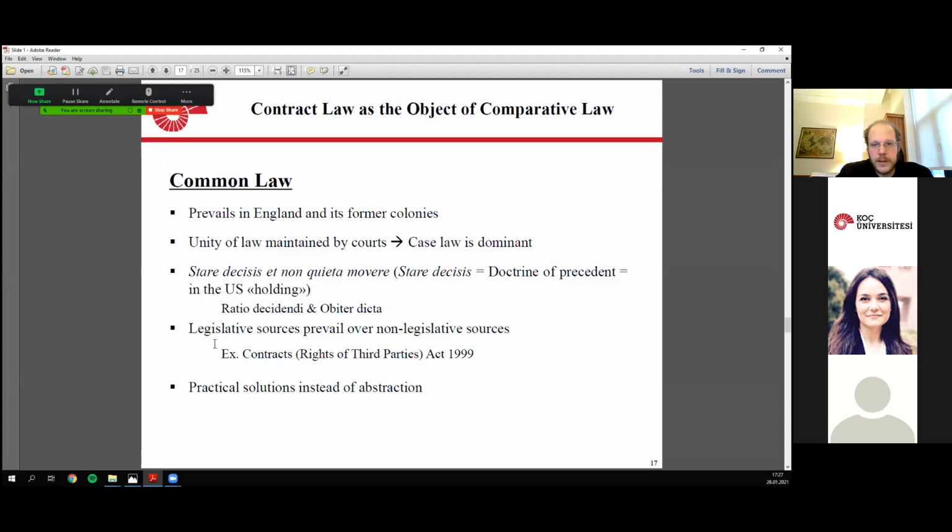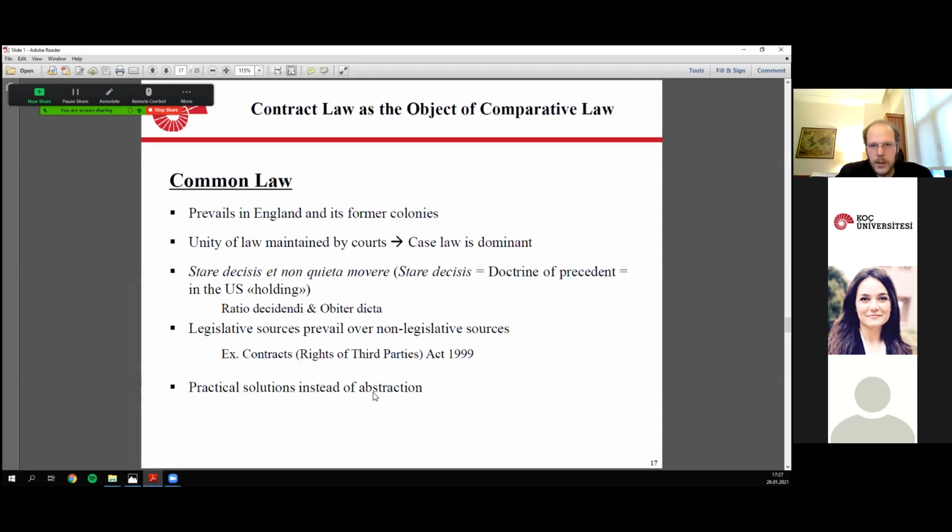Another thing you should know about common law is that, although case law is the most dominant source, there are some legislative sources, and they prevail over non-legislative sources. So if the legislator has legislated, for example, this is the case with regard to the Contracts Act of 1999, this prevails over former decisions. And another characteristic of common law is that, unlike civil law, it adopts practical solutions instead of abstraction.